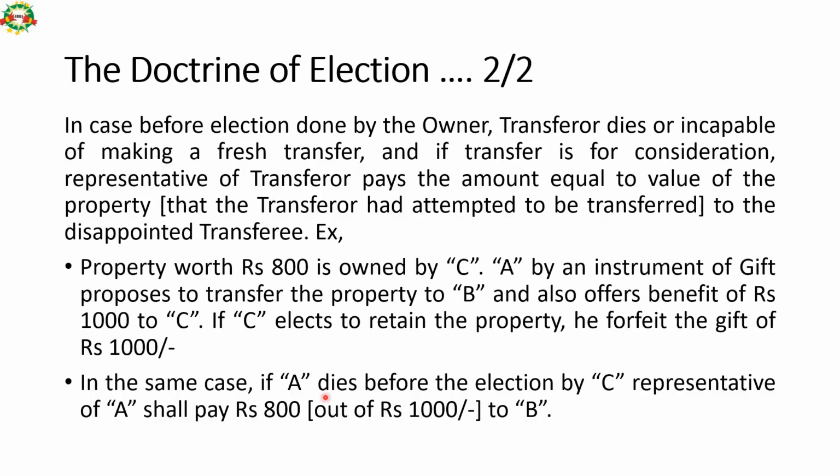So, in case A dies before the election of C, I repeat, A had given an offer of 1000 rupees to C, but A dies before C gave his assent or dissent, yes or no. In that case, A's representative shall pay rupees 800 to B. Out of the 1000 rupees offered to Mr. C, 800, which is equal to the property value, will be given to B.